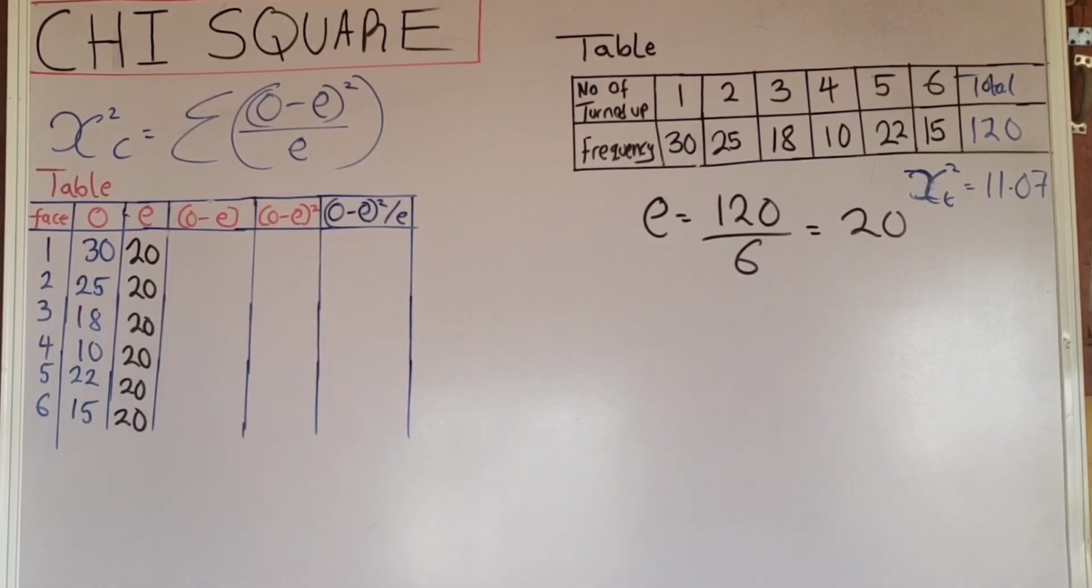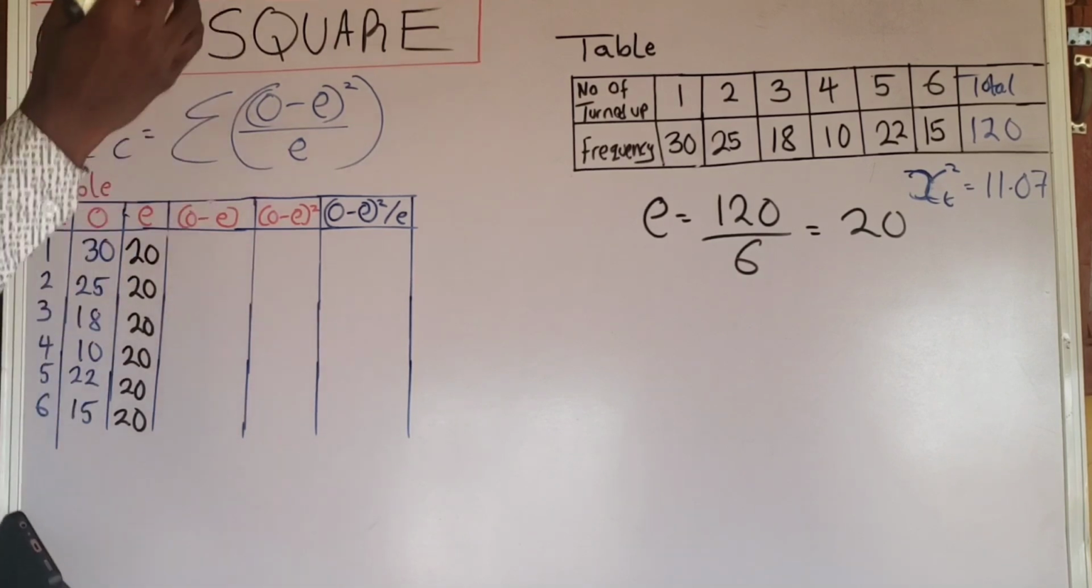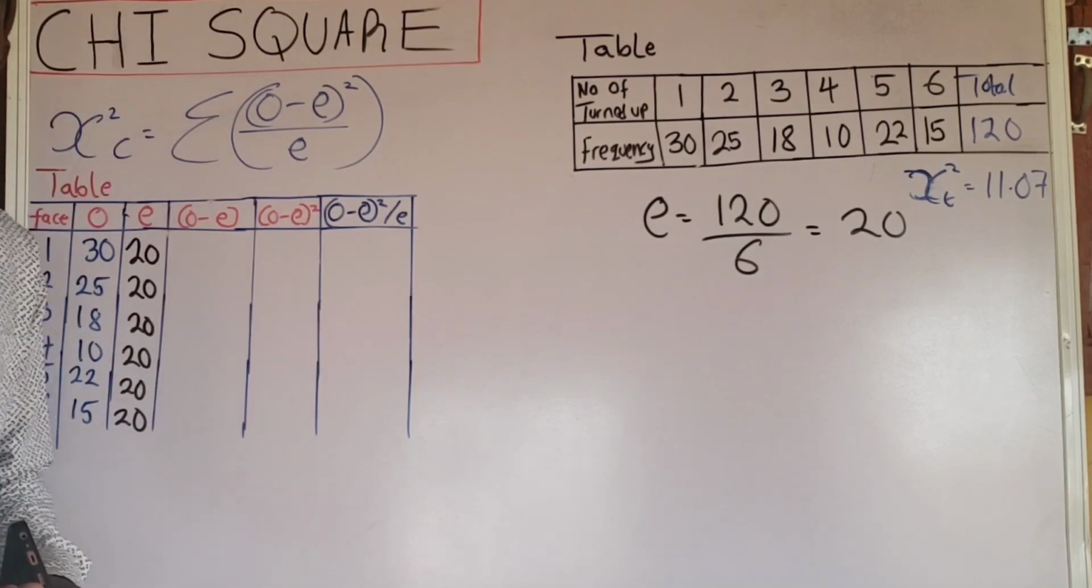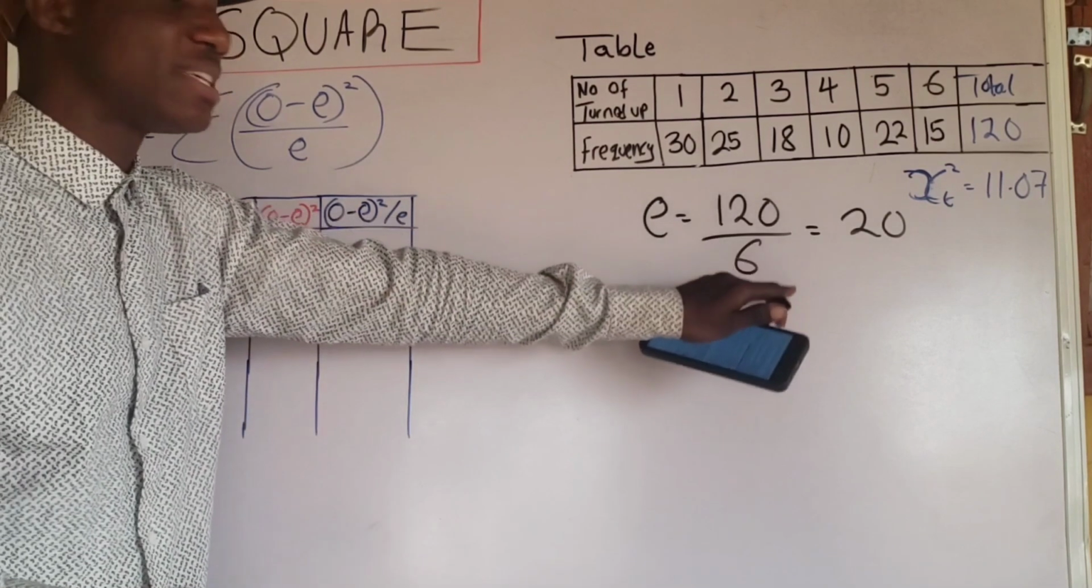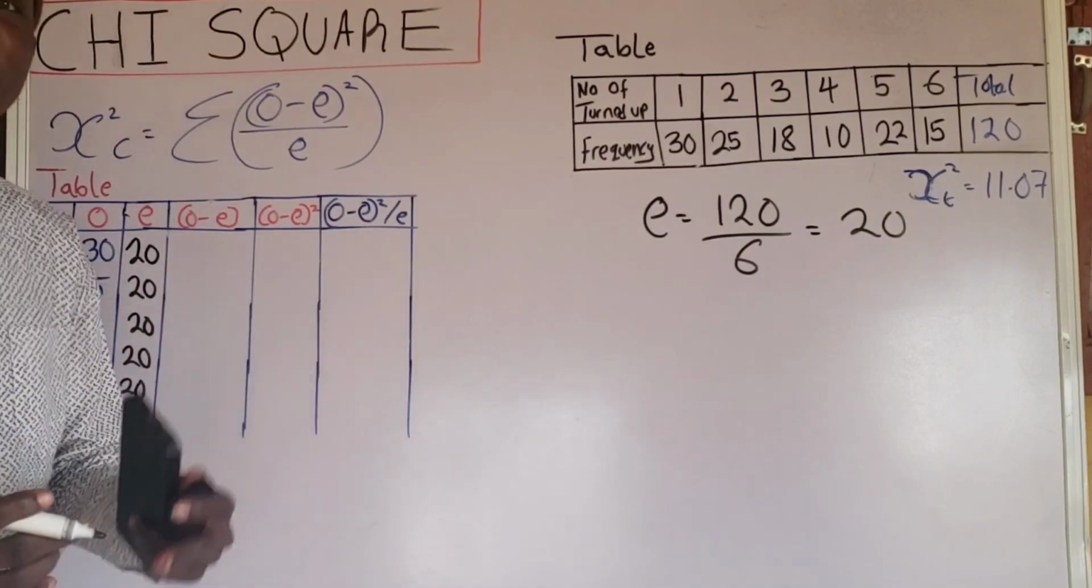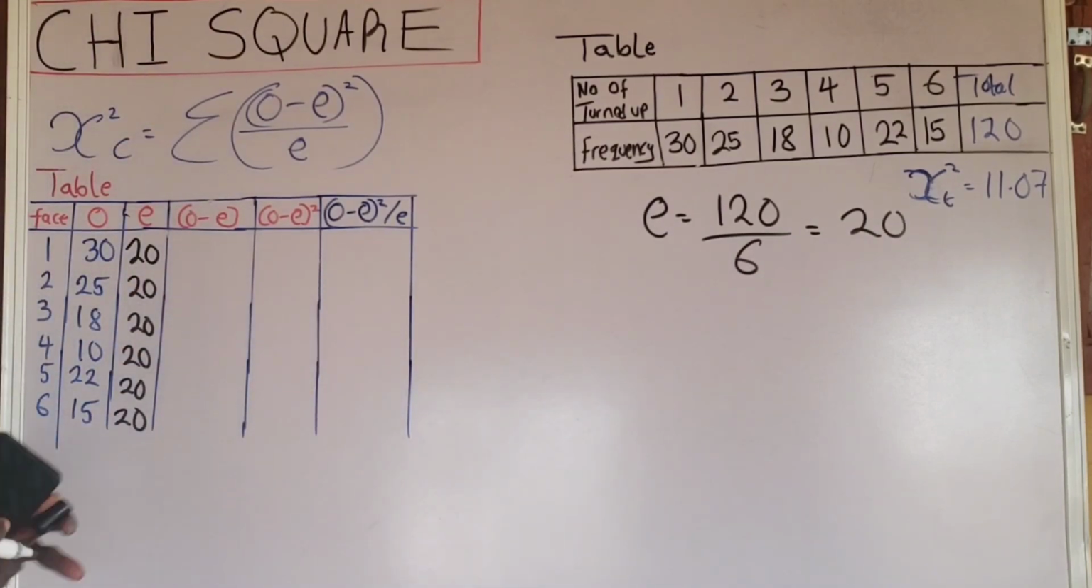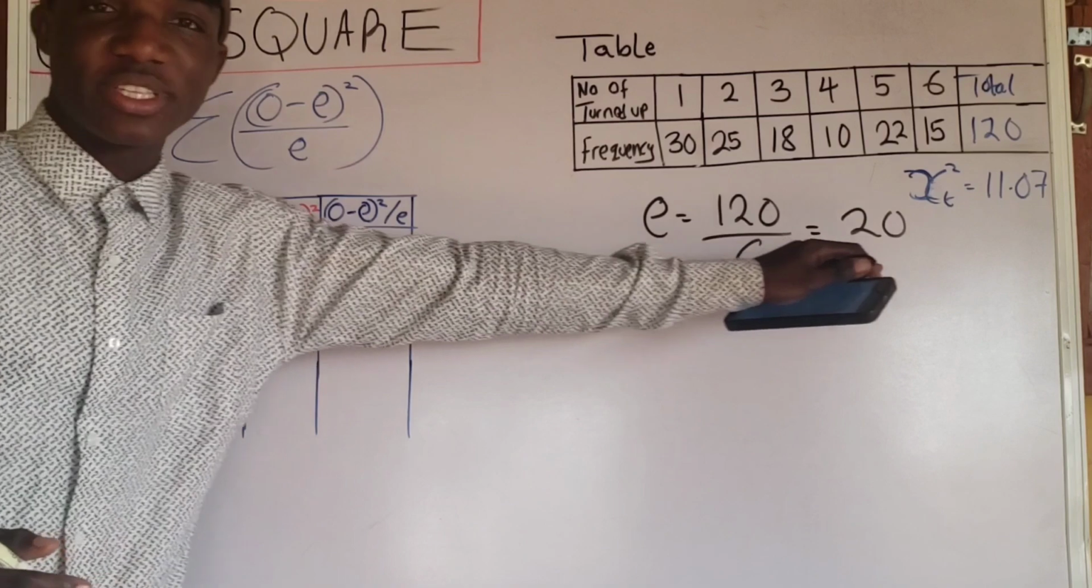If you didn't understand, listen to the explanation again. If the die is unbiased, the die is thrown 120 times. That means that for all the faces, we must have 20. You understand? And how did I get 20? I divide 120 by 6 because the numbers of faces in the die is 6. So here I have 20.